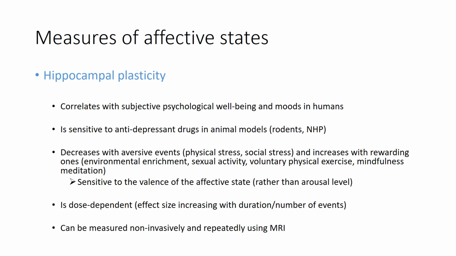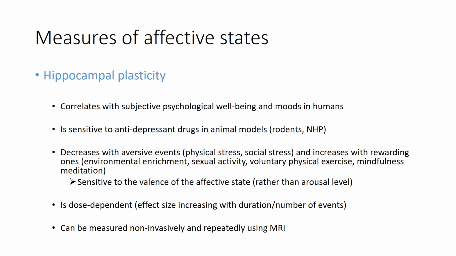Measures of hippocampal plasticity is a new approach that has been recently proposed to assess long-lasting affective states. They have been shown to be correlated with subjective psychological well-being and moods in humans, and to be sensitive to antidepressant drugs in animal models such as rodents and non-human primates.